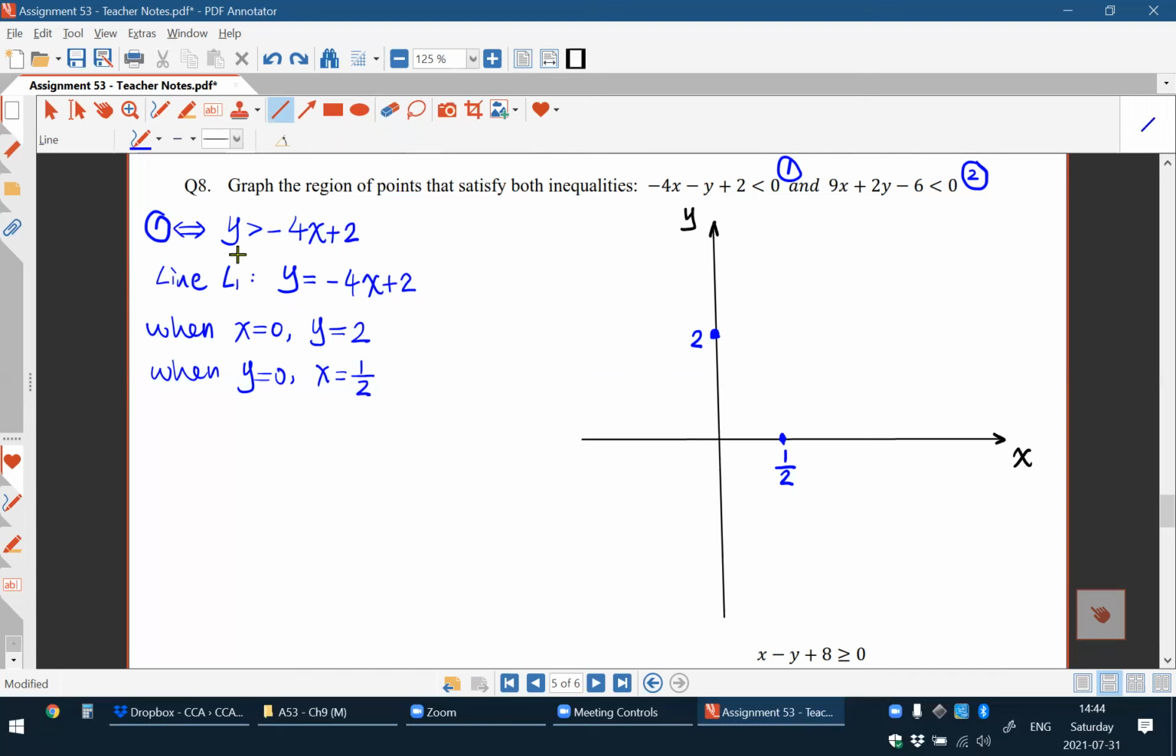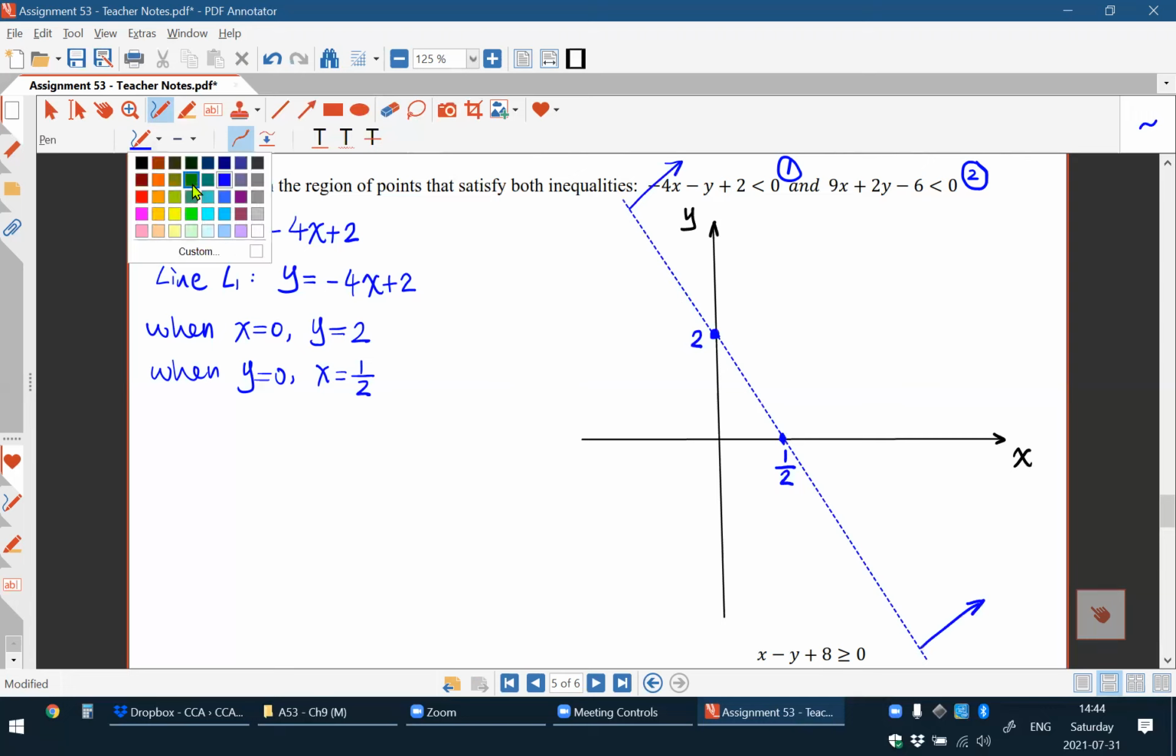And note that this is strictly greater than, so we need to use a dotted line. All right, so the inequality says y is greater than minus 4x plus 2. This means the region is the region which is above this line, right? This is our region 1. So next, region 2.